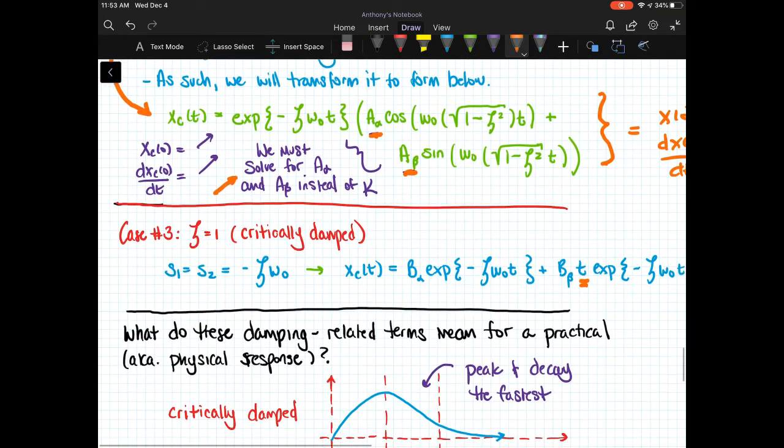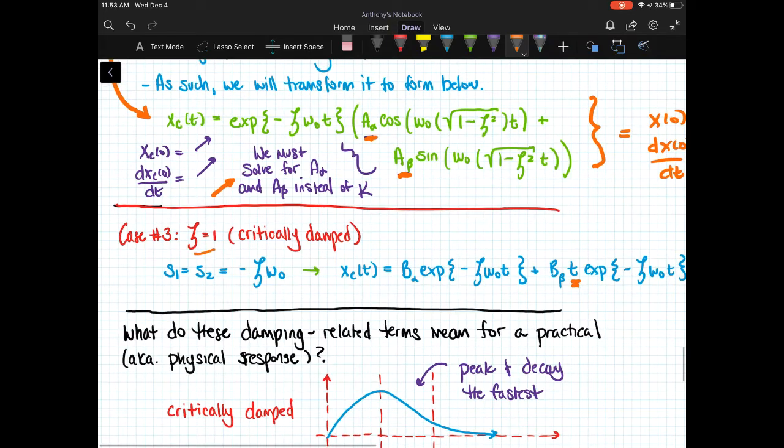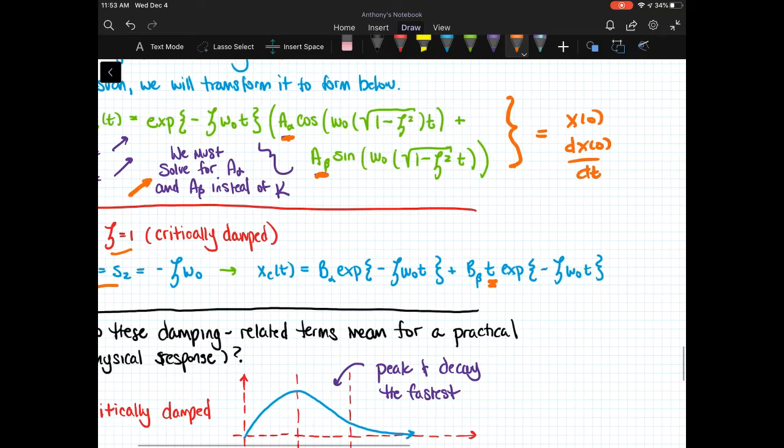The final case that we're going to look at is critically damped. And critically damped addresses the case where zeta is equal to 1, which means that we won't have two roots. We'll have a repeating root. Both will be equal to negative zeta omega 0. Now, you may ask yourself, well, why can't I just have B alpha e to the negative s1t plus B beta e to the negative s1t? Why can't I just write it two times?